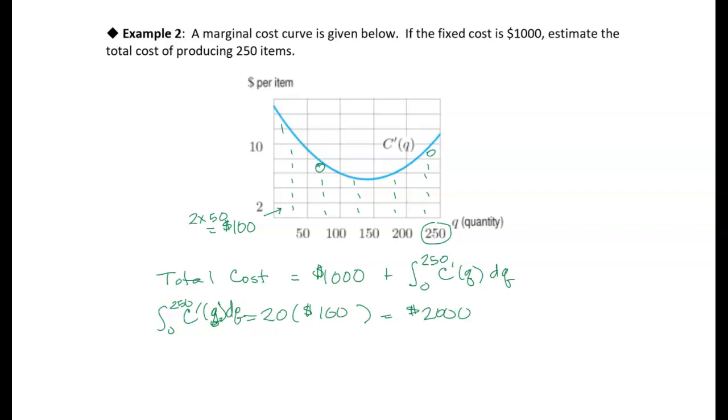So that's our integral, and then we can just add it up. The total cost is equal to the sum of the fixed cost, which is $1,000, plus the $2,000 total variable cost. So we get a total of $3,000 as the cost to produce 250 items. That's fixed cost and variable costs.